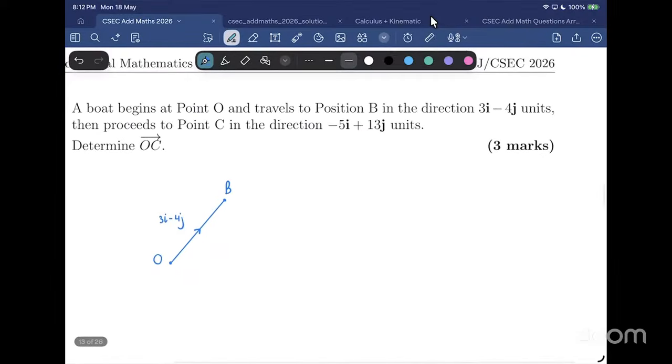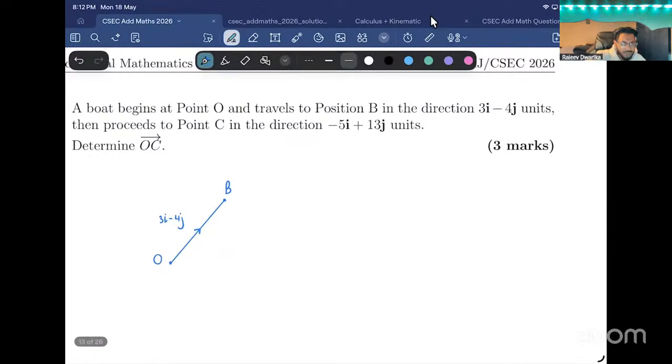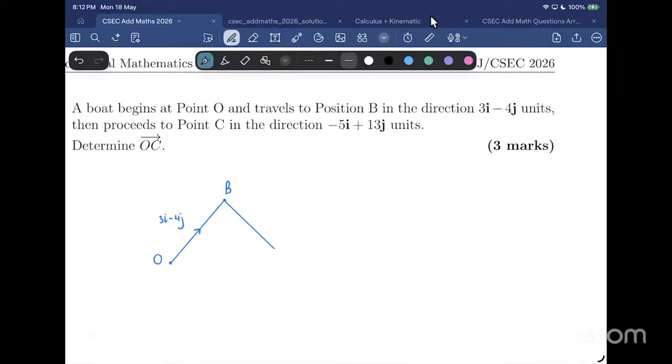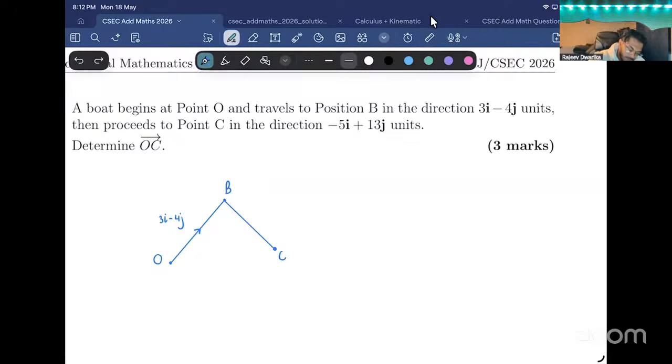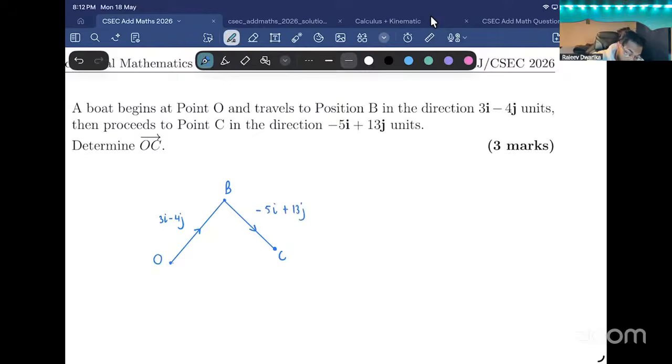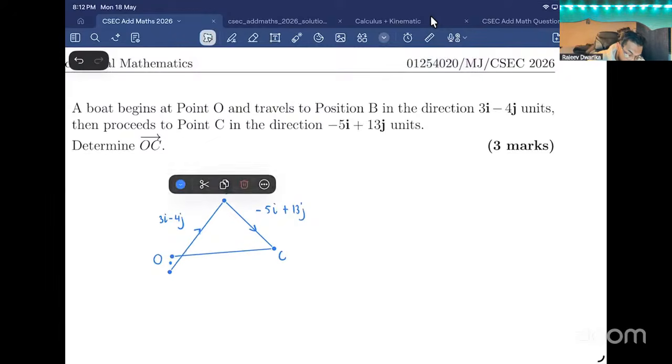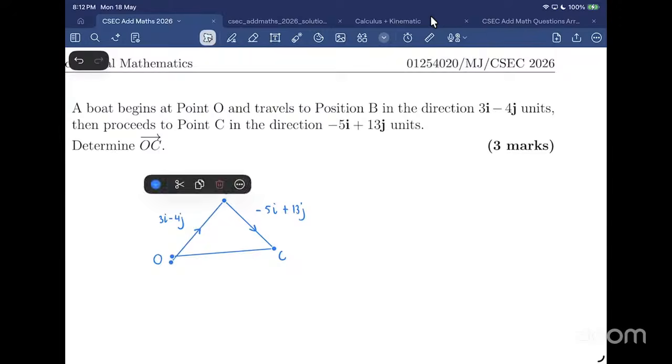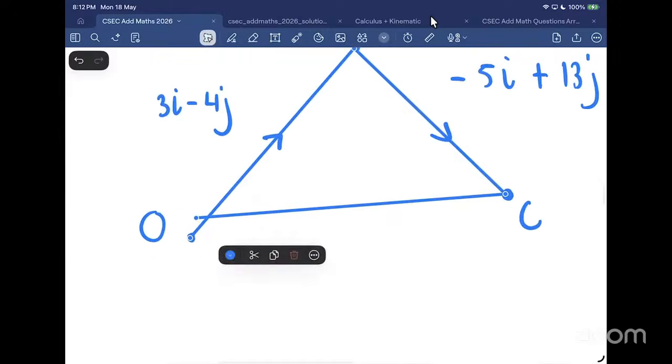And then they're saying it proceeds to point C. So from B, it then goes to where? Point C. And this vector here will be what? Minus 5i plus 13j. You see this diagram? This diagram is so clutch in understanding what is happening.